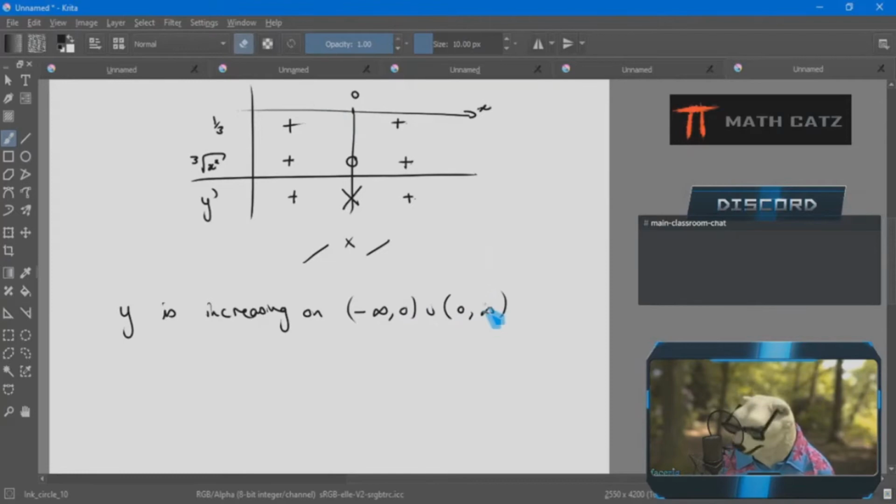Sorry, that was an ugly infinity, I apologize. Or do I say this? It's one of them. Which one is it?